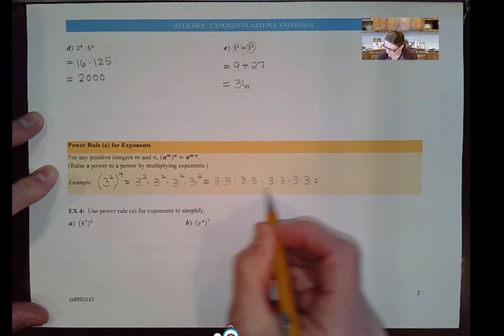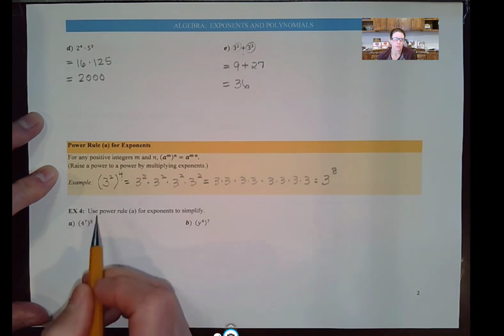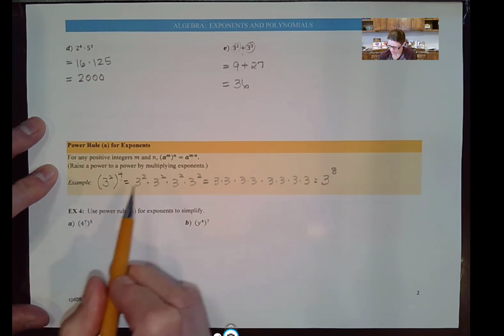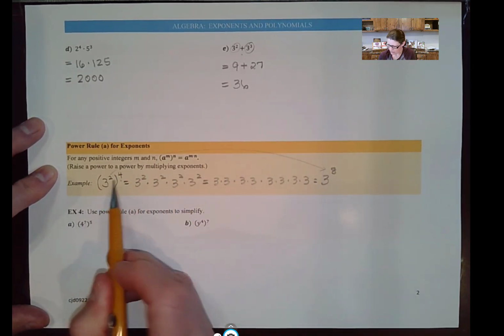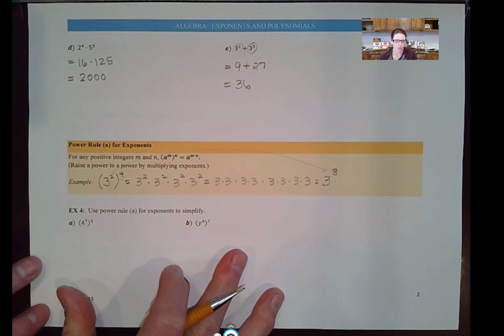And altogether we have 3 to the 8th power. So the product rule, the power rule A gives us a shortcut, doesn't it? Jumping from this first step to the last, we could just say 2 times 4 is 8. So let's practice this power rule.